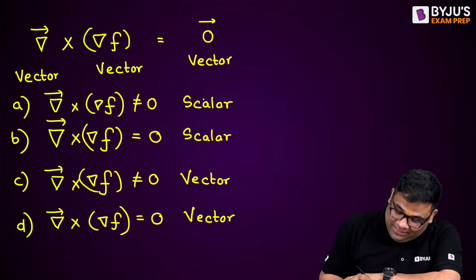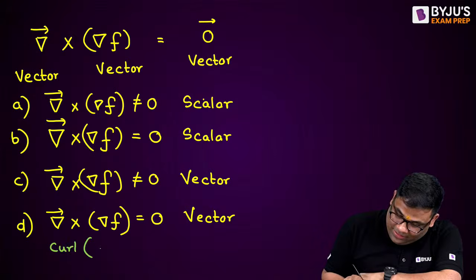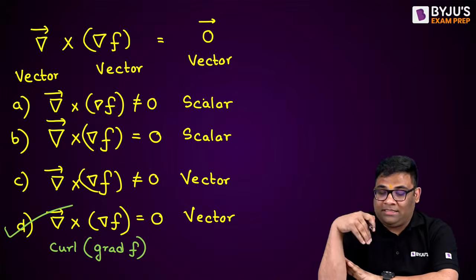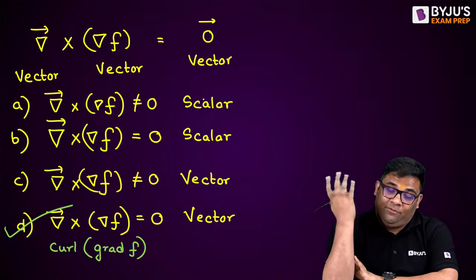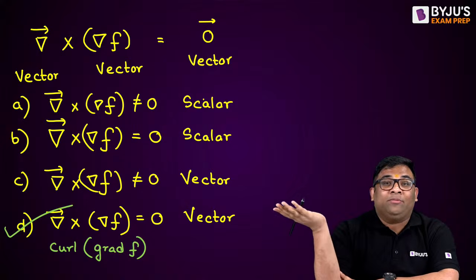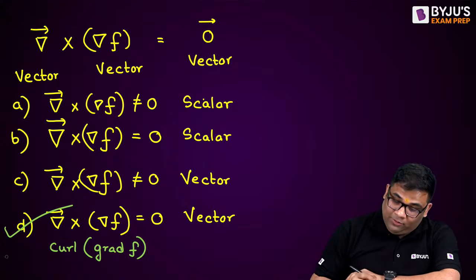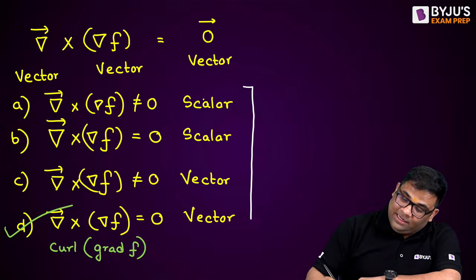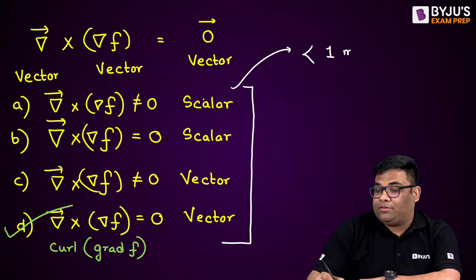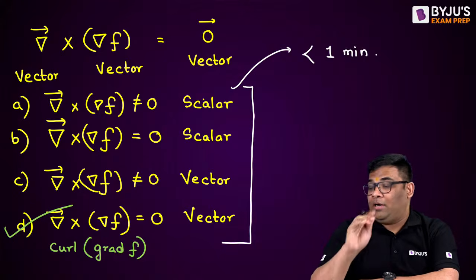Yes, this is curl of gradient of f is 0 and it's a vector. Okay, now one more such kind of question will be asked and we feel that this is very difficult, but actually it is not difficult, it is just conceptual. If you know the concept, you can solve this question in less than 1 minute. Yes or no? Tell me, is this a less than 1 minute question or not? Yes, it can be solved in less than 1 minute.